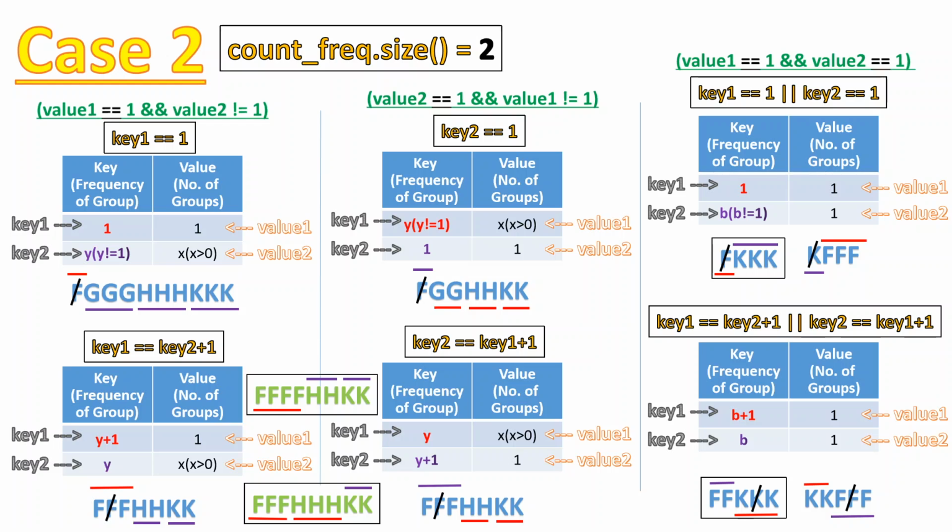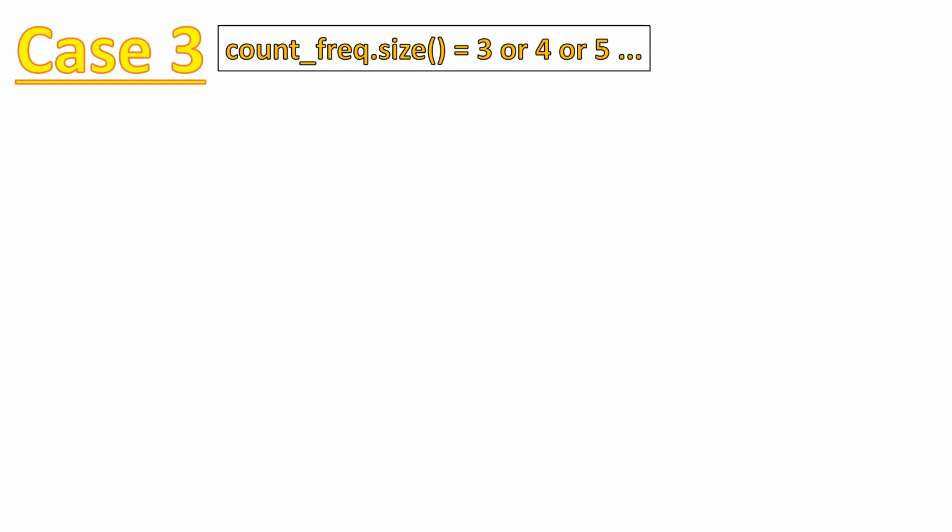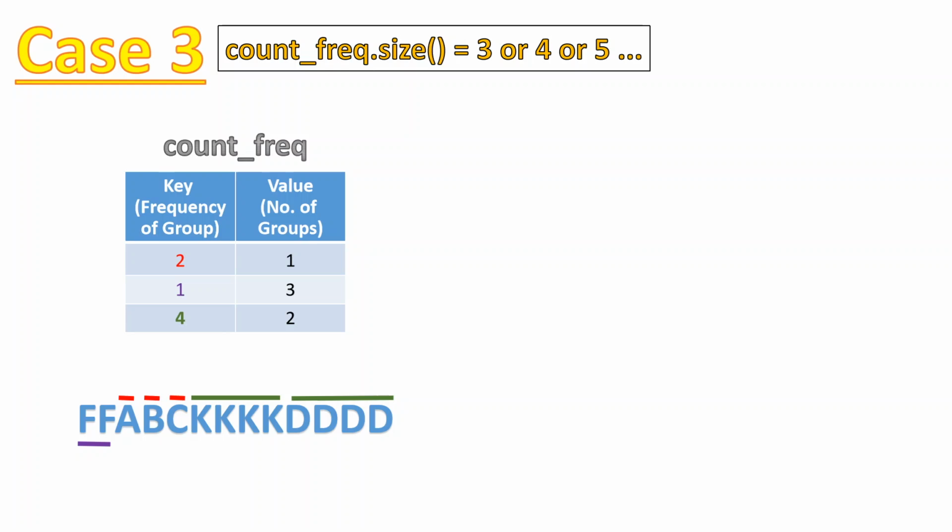Okay, so let's look at case three, that is the frequency size being 3, 4, 5, or 2n, anything greater than 2. The first example we can look at here has frequency 3. That means we have 3 elements in the hash map. Let's say this is a string where we have k occurring 4 times, d occurring 2 times, d occurring 4 times, a, b, c all occurring 1 time, and f occurring 2 times.